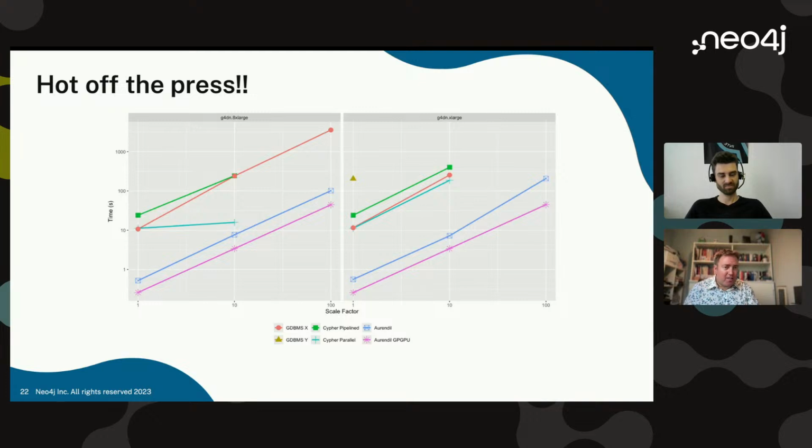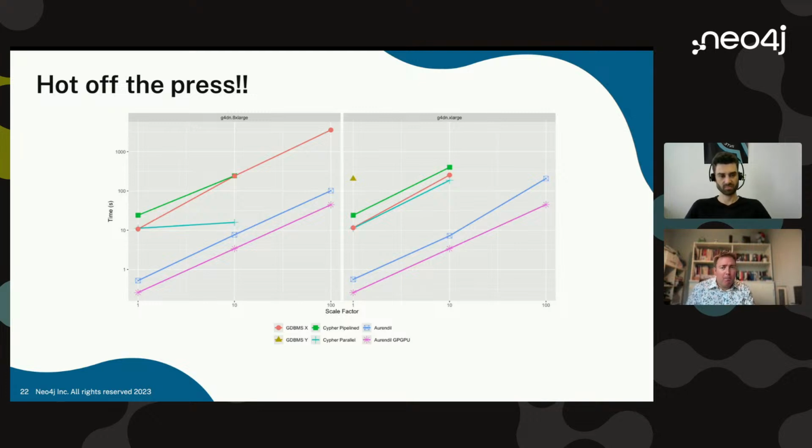The other line gets even more interesting, because what happens if you put a GPU in there? The purple line at the bottom is the GPU accelerated version of the query. So all of a sudden we're able to improve performance just with the execution engine, but then we can have another leap in performance by using GPUs. And that purple line at the bottom is where we get another performance boost.